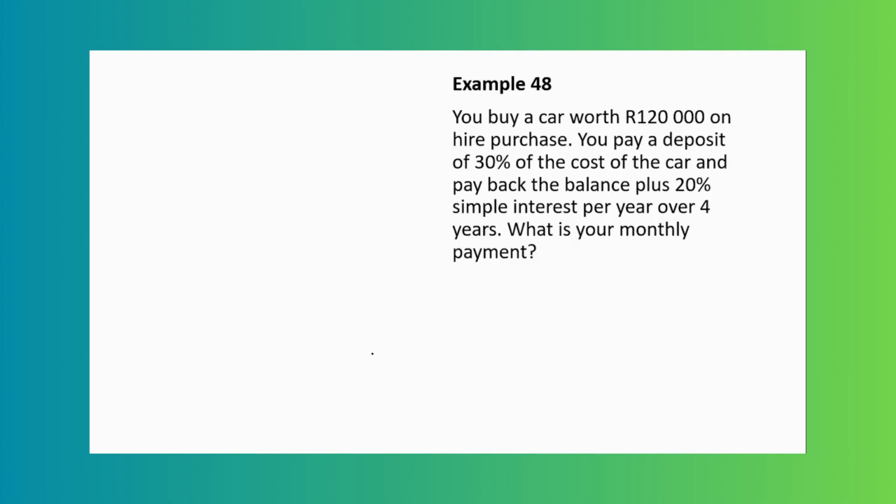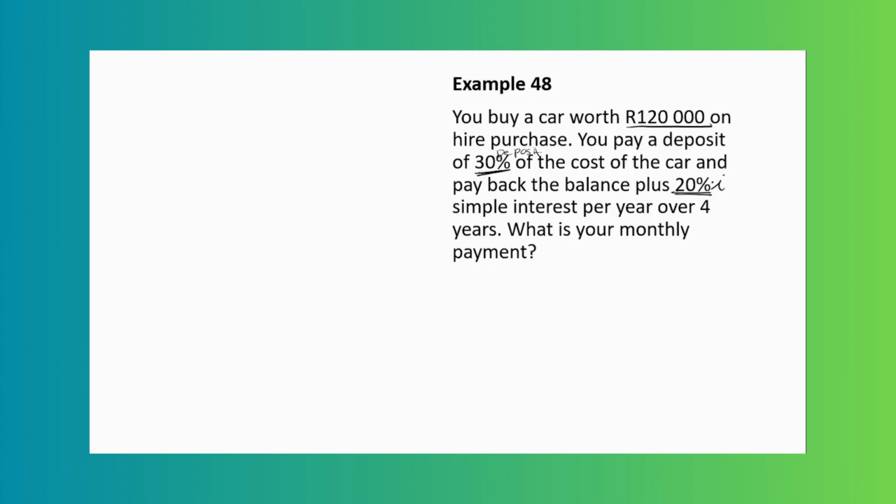Let's do another example. Again, it's a hire purchase question, but this time there's a deposit. And there's no sub-question, so you need to do everything on your own. You need to know your steps out of your brain. So you are buying a car for 120,000. You pay a deposit of 30%. Okay, so that's our deposit percentage. So in actuality, we are only borrowing 70% of that 120,000, the cost of the car, and pay back the balance.